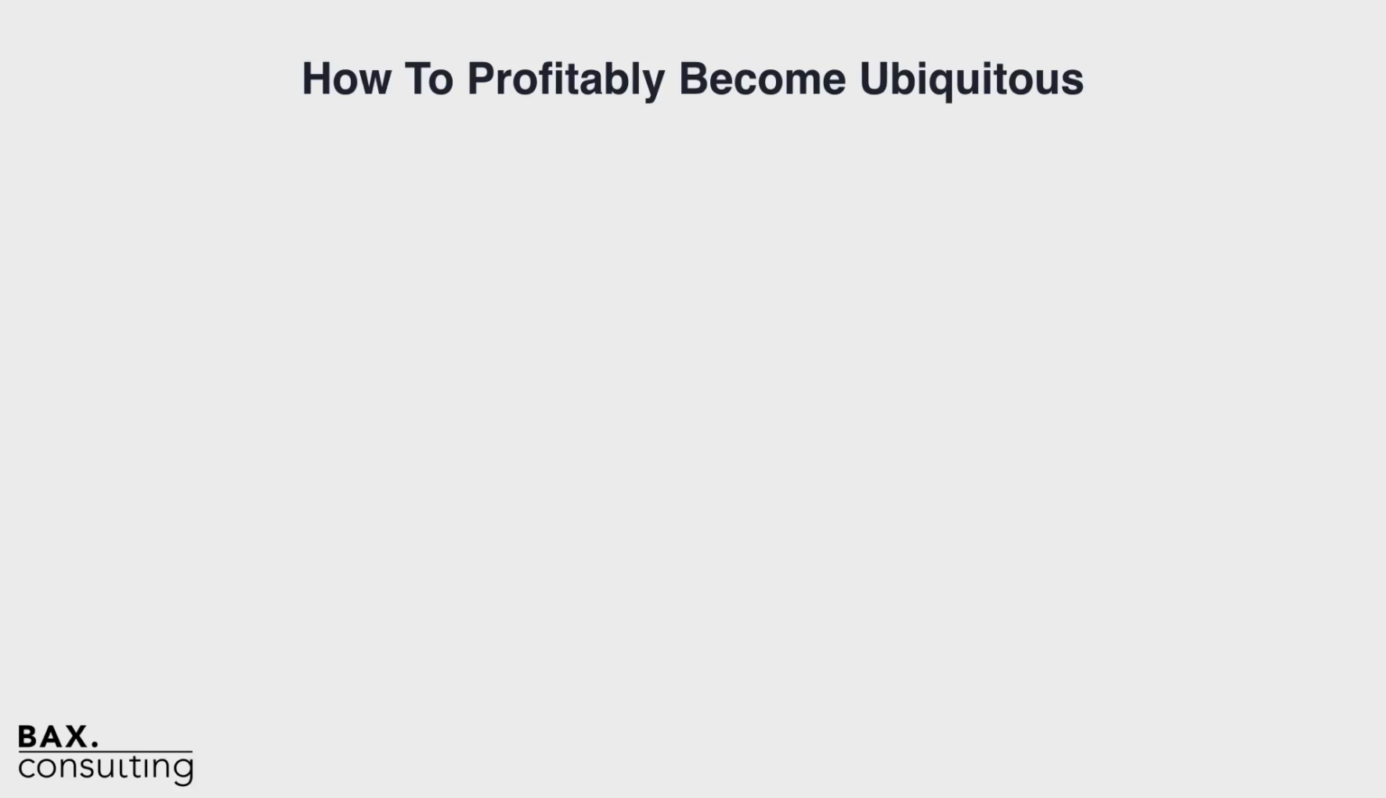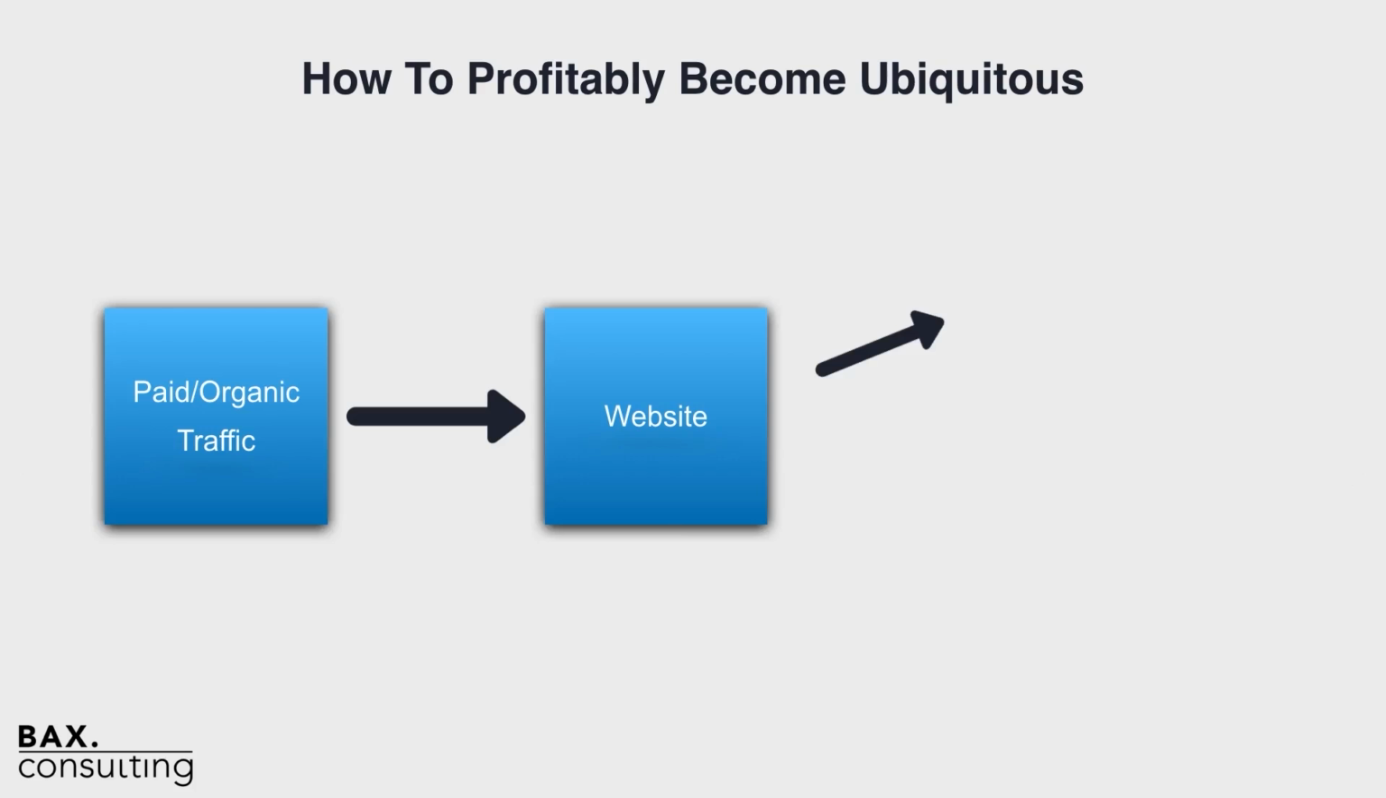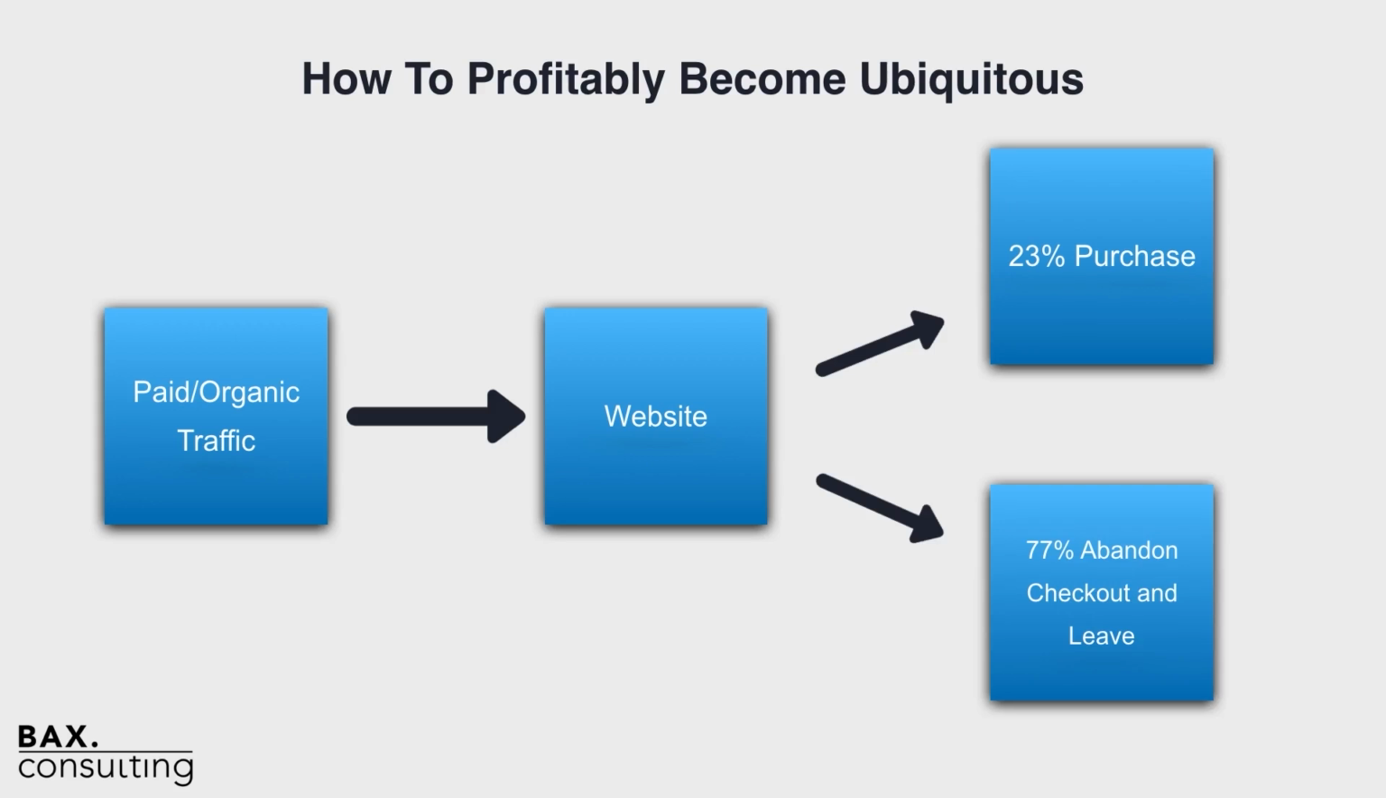So how do you profitably become ubiquitous? Well, here's a perfect funnel to explain exactly how. So you've got paid/organic traffic that goes to your website, right? And as we know, based off the data, 23% of them will go ahead and purchase. But the thing is, 77% of them abandon checkout and they'll leave. So we don't want that to happen. Now, it's inevitably going to happen on your website. Obviously, you can optimize your funnel, you can optimize your website to reduce that amount, but there's always going to be a percentage of people who leave.